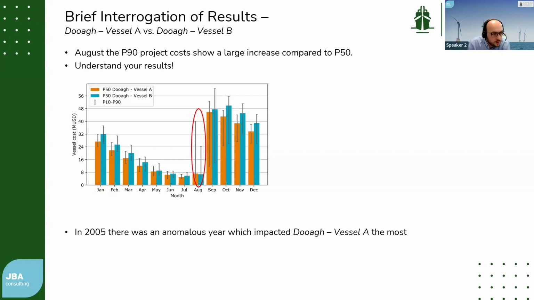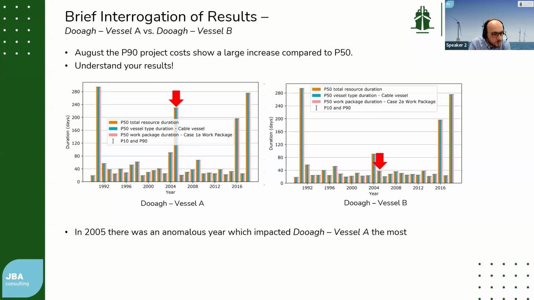And we found that in 2005, there was an anomalous year, which impacted vessel A the most. And I haven't mentioned it already, but when we run this analysis, we're using about 40 years worth of hindcast data, running multiple simulations through, and we start at various different start points. And for all those simulations, we collate all the downtime to present our P50 and P90 values.